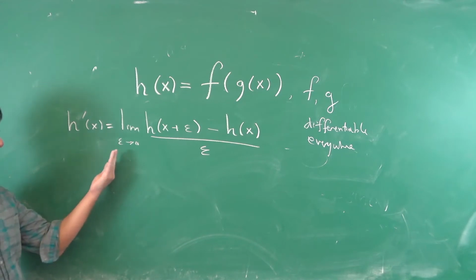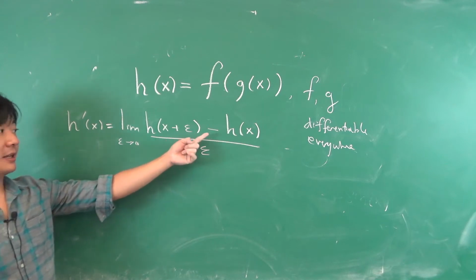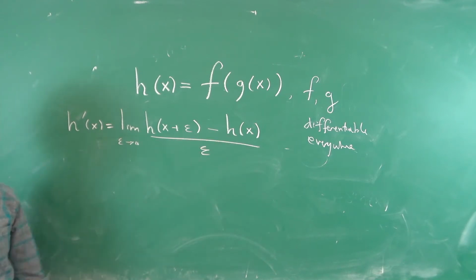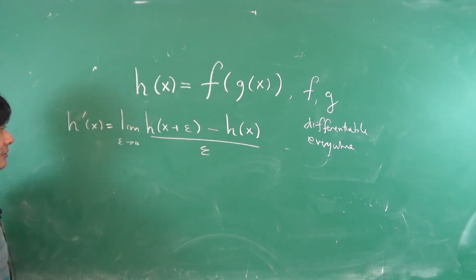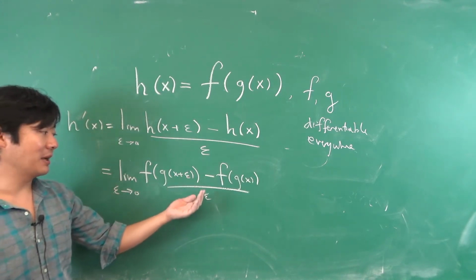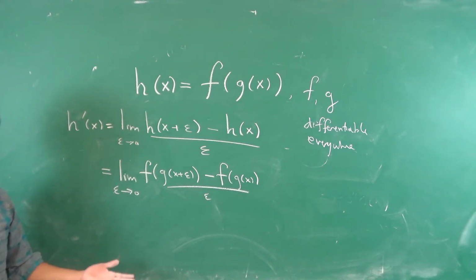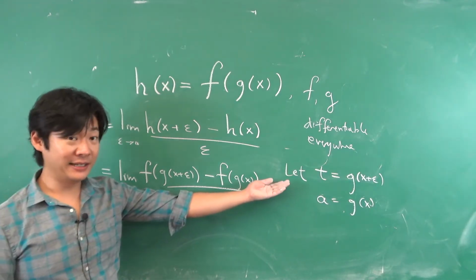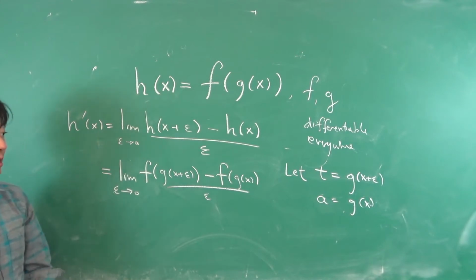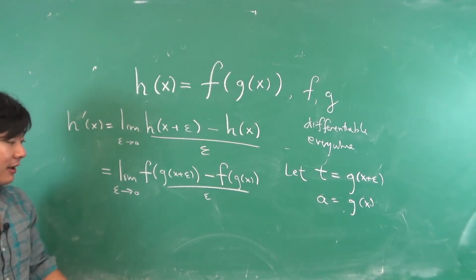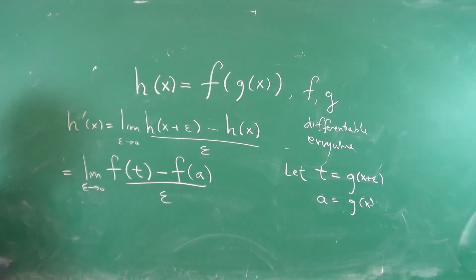That would be the limit as epsilon goes to 0 of h of x plus epsilon minus h of x divided by epsilon. Now plugging in this expression for h, we have f of g of x plus epsilon minus f of g of x divided by epsilon. So now we'll use a change of variables. We'll let t be g of x plus epsilon and a be g of x. So plugging into this equation, we have f of t minus f of a divided by epsilon.